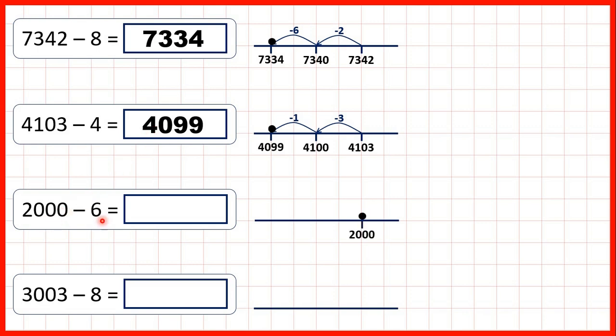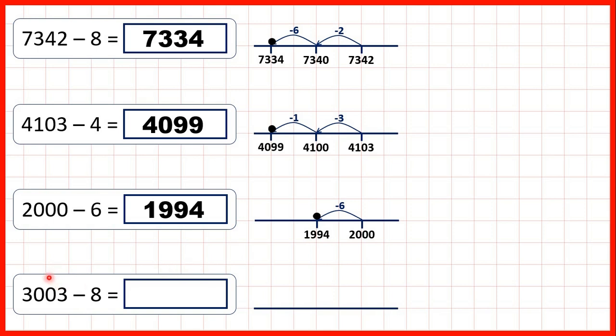Now, 2,000 minus 6 is 1,994. That's because if we have zeros in our ones, tens and hundreds, we know that our thousands digit will need to change as well. So we know that 4 and 6 make a number bond to 10, so that's why the ones digit is a 4, but we need to change our tens and hundreds digits to 9s as well.